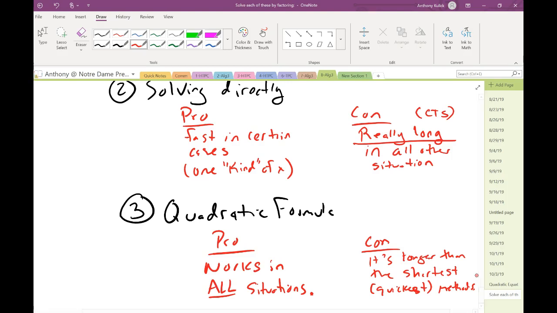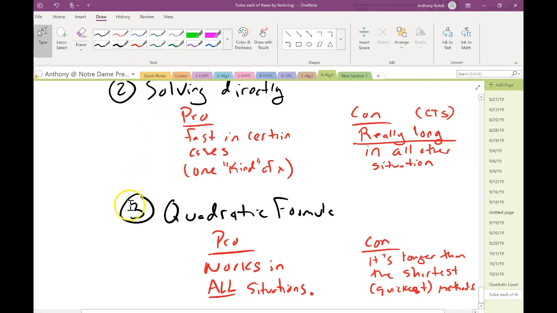If I can factor, and it's an easy factoring, that's going to be faster than using the quadratic formula. But if it's the long factoring, the quadratic formula is probably faster. If you can solve it directly where you have just one kind of x, that's probably faster than the quadratic formula. But if you can't, the quadratic formula is going to be much faster than trying to complete the square. So if there's not a shortcut, we use the quadratic formula as kind of my recommendation.